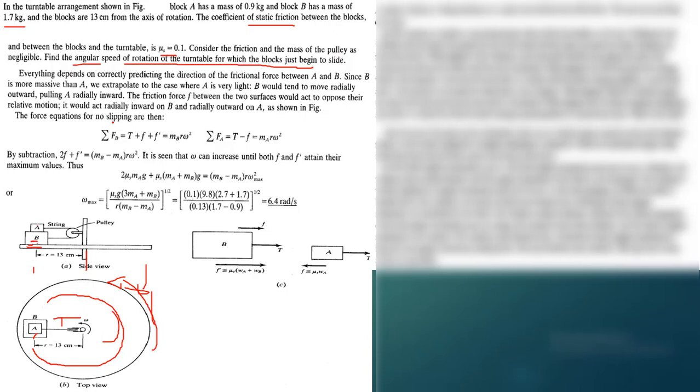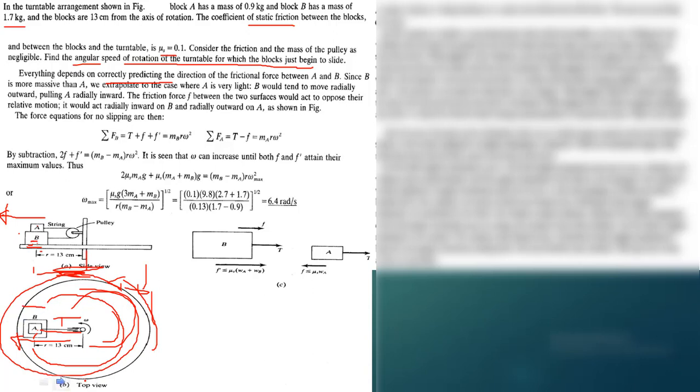So the first thing is to understand this motion. As I said, it is there and it is moving. So what is happening, if we look at the side view, for example? Here it says that everything depends on correctly predicting the direction of the friction force between A and B. So we expect, due to this motion, these bodies face radial, okay, centripetal acceleration, that is acting towards the center. So eventually they will experience a radial acceleration.